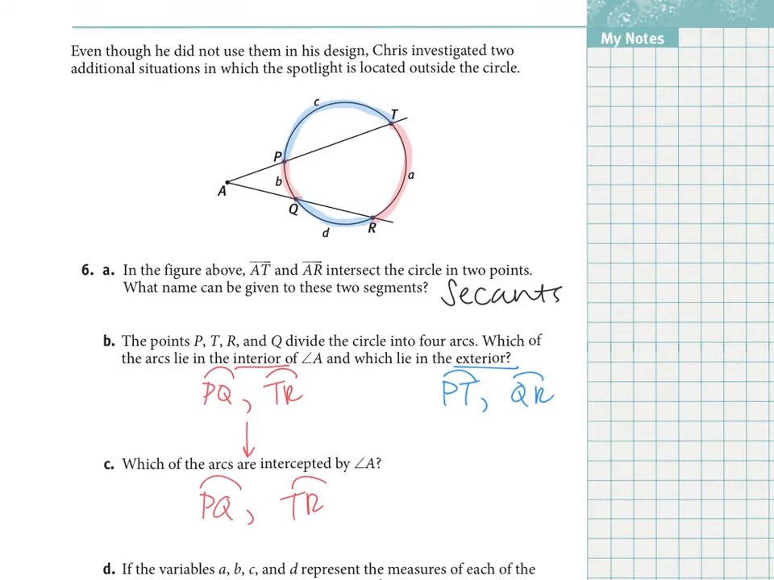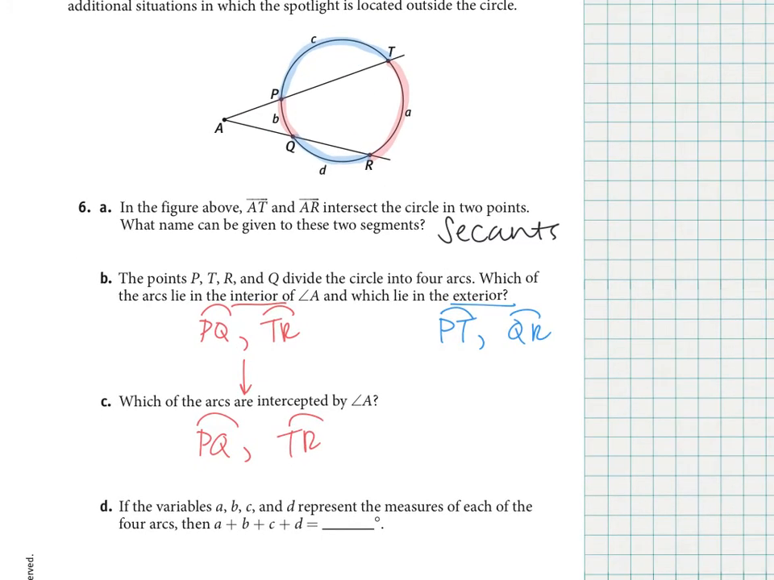So now looking below at part D, it says if the variables A, B, C, D, as we can kind of see represented above here, if they represent the measures of each of the 4 arcs, then we know A plus B plus C plus D, what must it equal?